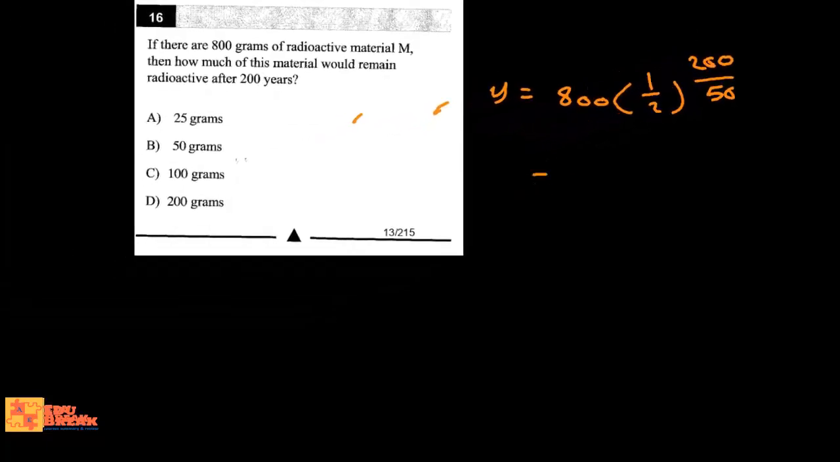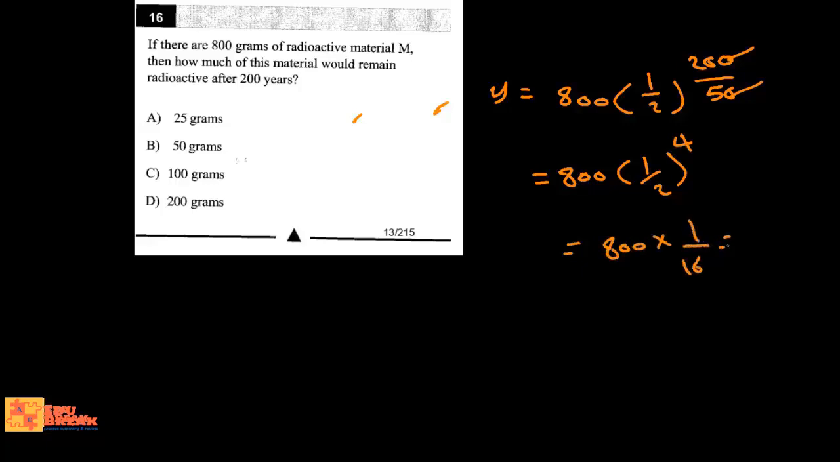If there are 800 grams of radioactive material M, then how much of this material would remain radioactive after 200 years? Okay, substitute in the equation. So we have y equals 800 times half raised to the power 200 over 50. So it will be 800 times half. Can use calculator. Okay, 200 divided by 50 equals 4. It means it will be 800 times 1/16. So it will be equal to 50. So the answer is B.